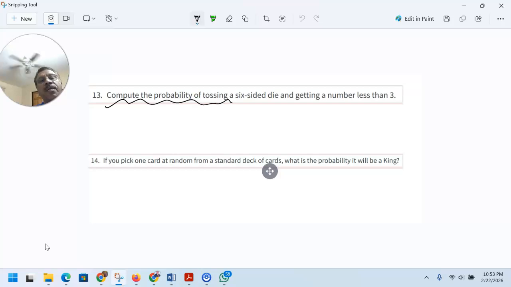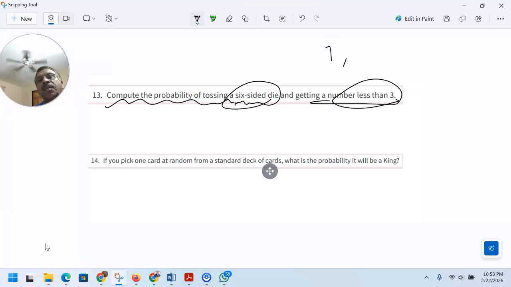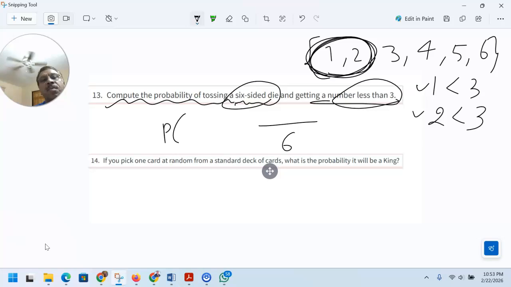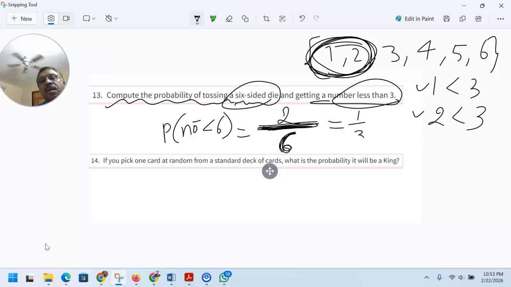So compute the probability of tossing, same question, but getting a number less than 3. Those numbers which are less than 3 are 1 and 2. So 1 is less than 3, 2 also is less than 3. So there are two options here. The total number of possible outcomes is six, and from this there are two. So two out of six, which is 1/3.